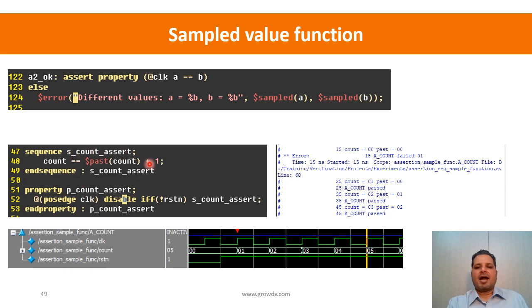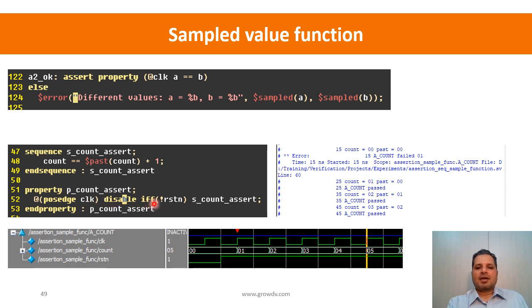And let's say we had built a counter as a part of our verification using Verilog. If I were to write an assertion which would almost replace the scoreboard, here is how I would write it. We have a sequence s_count_assert, and count is equal to $past of count plus 1. That's a simple incrementing counter, and we are using it in the property at posedge of clock.